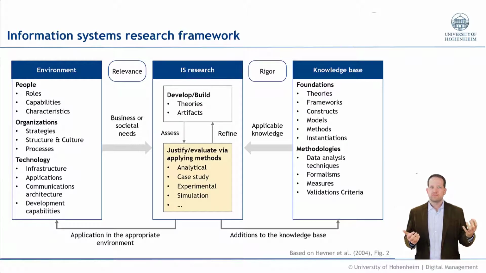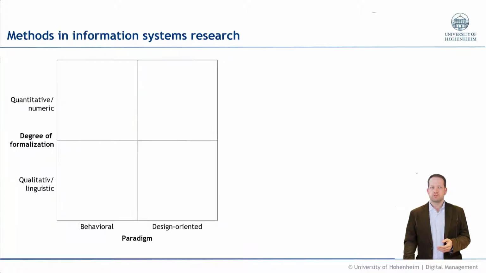With regards to the environment, there's especially the question around the relevance of our research. With regard to the knowledge base, there's a question of the rigor of our research. And the central role in this, highlighted in yellow on that slide, is for methodologies which we use to justify or to evaluate our theories and artifacts. So this is the role of methods, of methodologies. Let's see which different methodologies we typically have in information systems research.